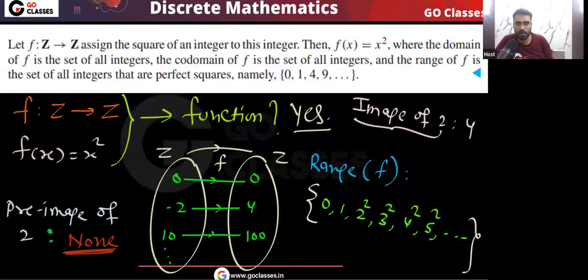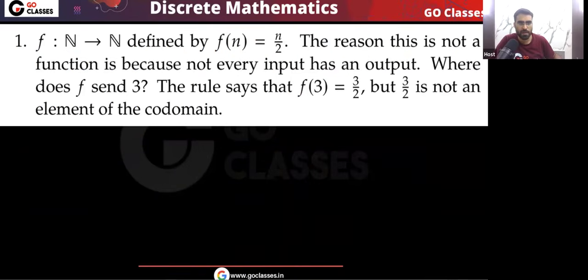Very simple. Is range equal to codomain? Here you tell me, range equal to codomain or not? Range is not equal to codomain, because what is the codomain? The codomain is the set of all integers. This is the codomain, all integers. Okay, let's move on.